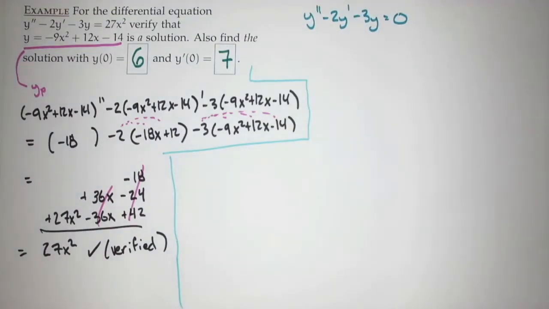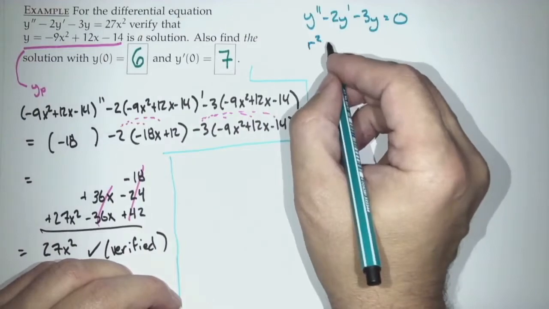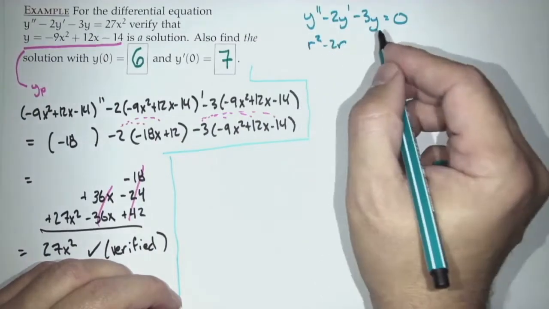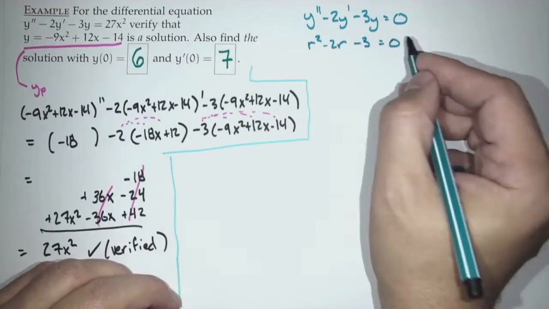All right. So we have this semi-new differential equation. y double prime minus 2y prime minus 3y equals 0. And we're going to solve this. What's the process? What comes next? Put in the r's. Yes. So what do we have? r squared minus 2r and negative 3 equals 0.